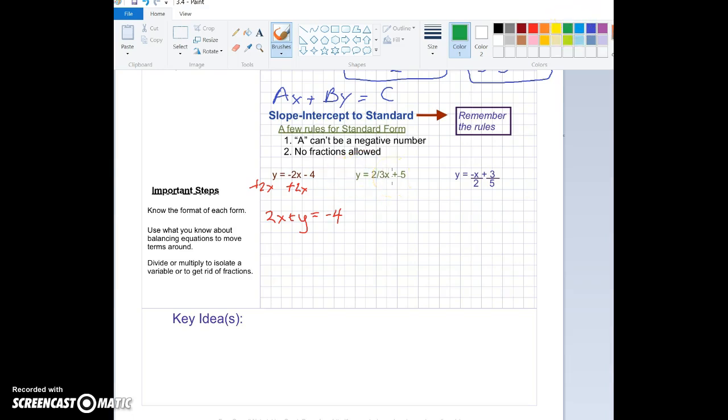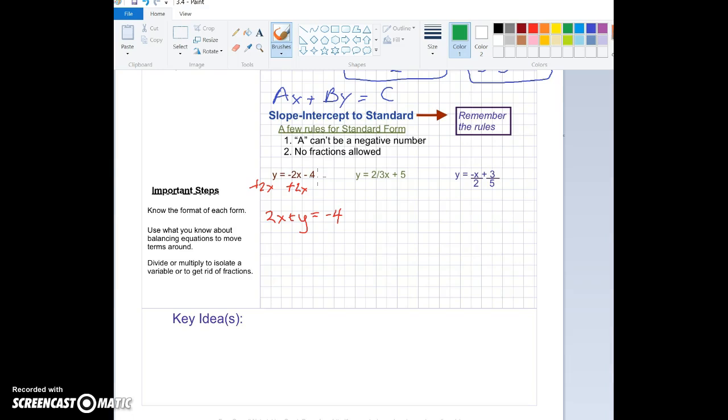Y equals 2/3 x plus 5. All right, I'm going to go ahead and move the 2/3 x over to the left-hand side. The other thing I could do is move the y over to the right-hand side and take the 5 and move it over to the left-hand side. Just flip everything. Because remember, one of the things is a can't be a negative number. So I could do that and just make the others be the negatives, and I could save myself a step of having to multiply or divide by a negative.